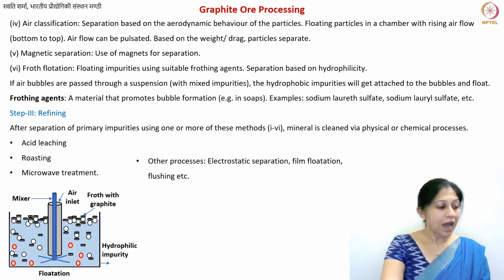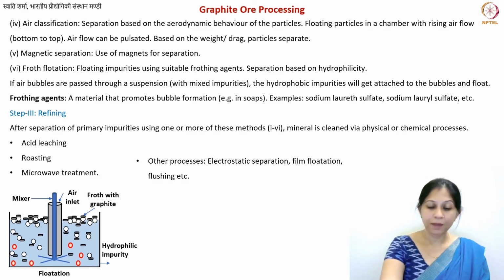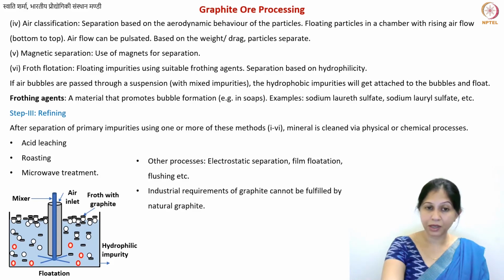Okay, now other than the things I have mentioned today, you can also do electrostatic separation. For the froth flotation, there are also different variants of it. There is something called film flotation. You can also read more about it. There are different types of flotation techniques. And then there is flushing. There are many other techniques that can be used for refining or processing of the graphite mineral.